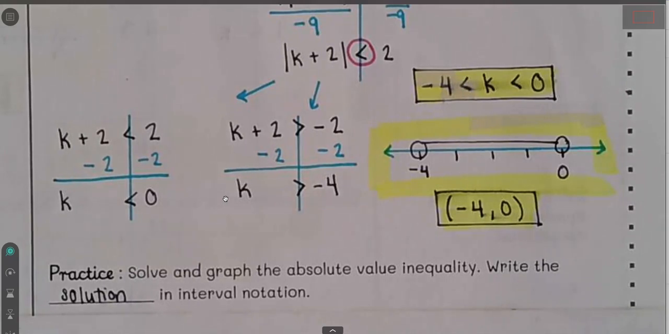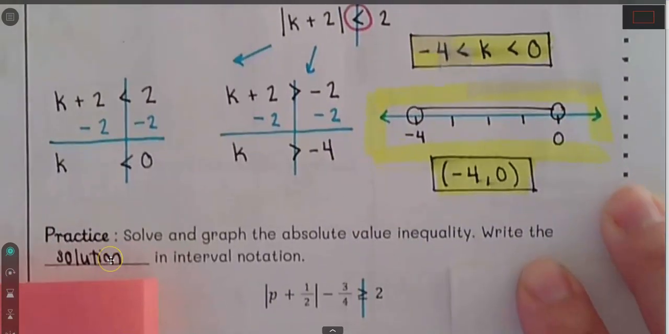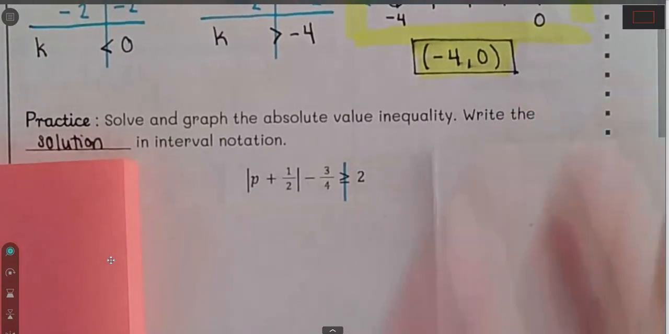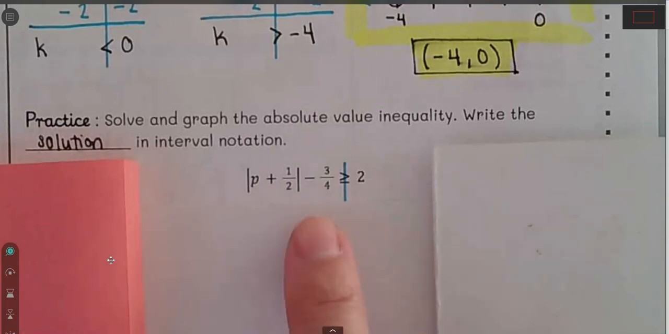Okay, so practice. Solve and graph the absolute value inequality. Write the solution in interval notation. Okay, so this next portion. All right, for those of you watching this video, sorry about the glitch. Hopefully it'll work fine now. Okay, so the big difference between this problem and the last problem is that we have fractions.